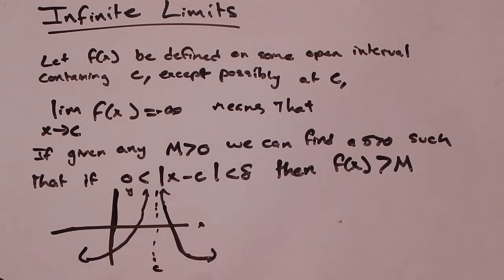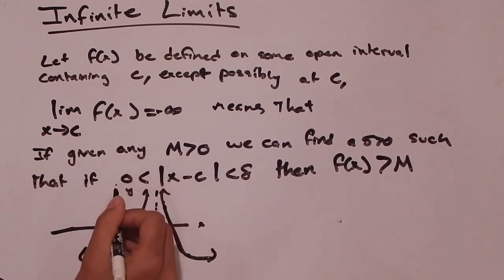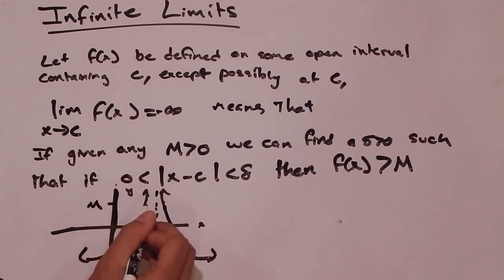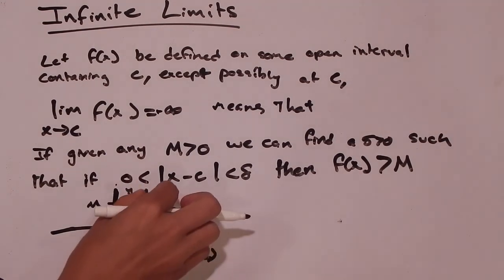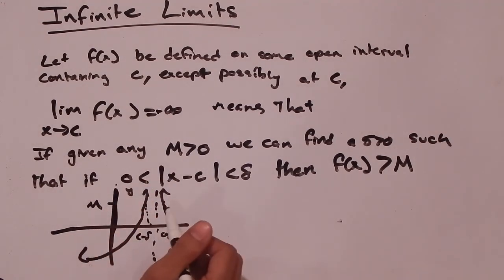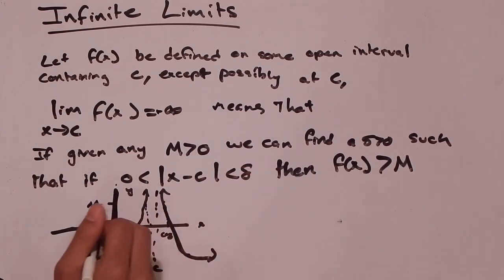Well, for whatever m we get, that m could be as high as here, or even higher. We can make it as high as we want. We will be able to find a delta such that this is c minus delta and c plus delta, such that all the f of x values that we get from x values inside this interval, except at c, will give back f of x values that are greater than m.